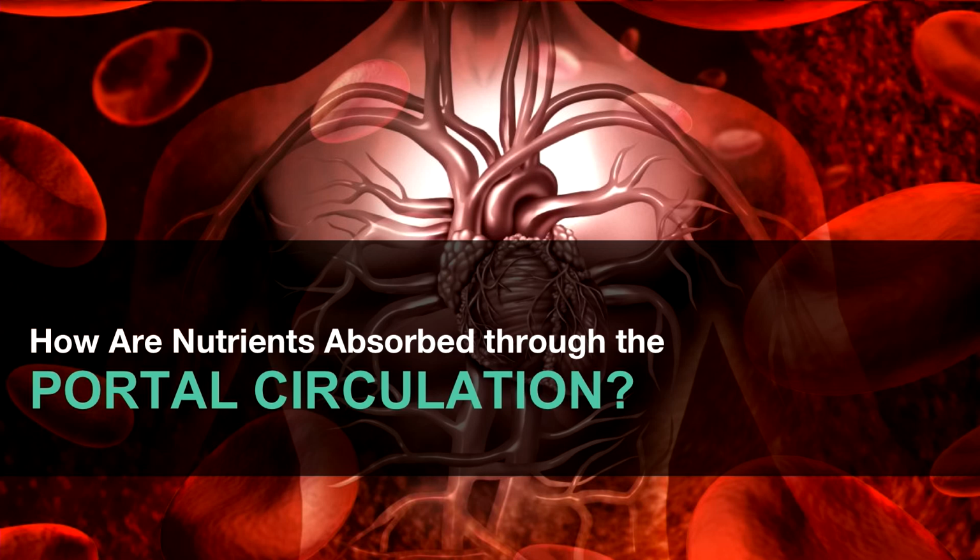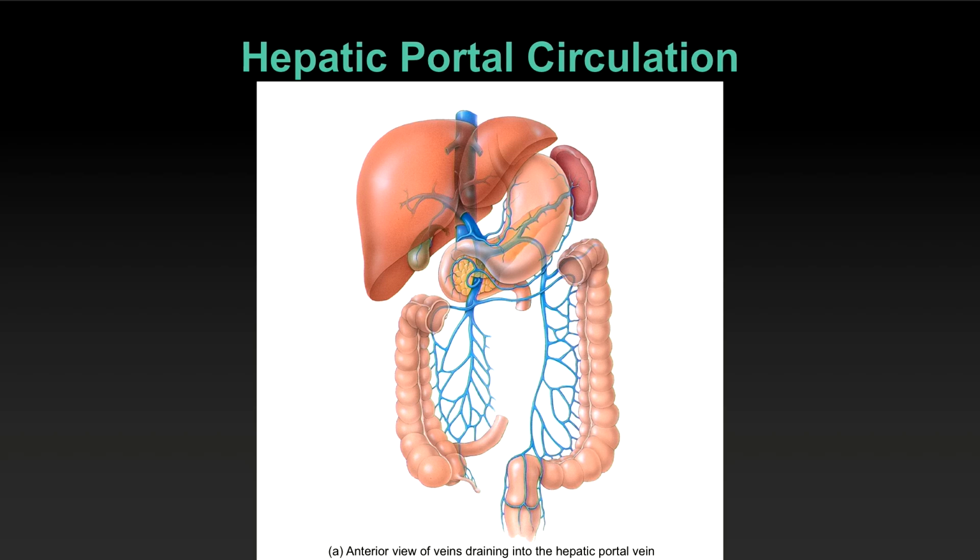And the hepatic portal circulation really answers this question: how are nutrients absorbed? This is the circulation that transmits any nutrients in the food you eat to your body. This is the circulation that brings them on board. And it is shown here.